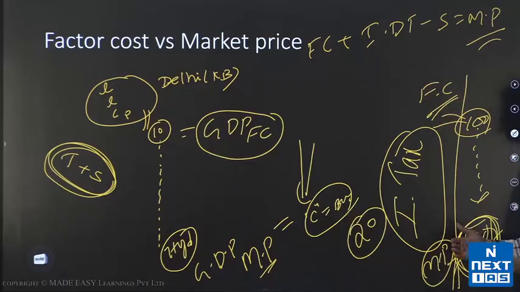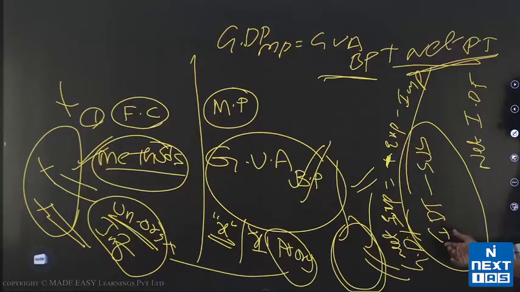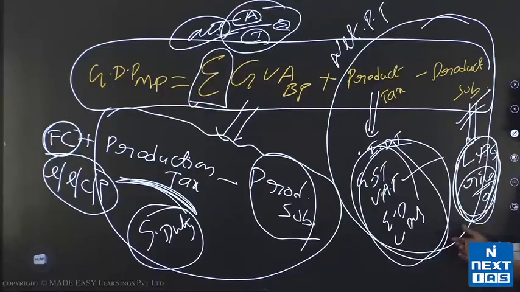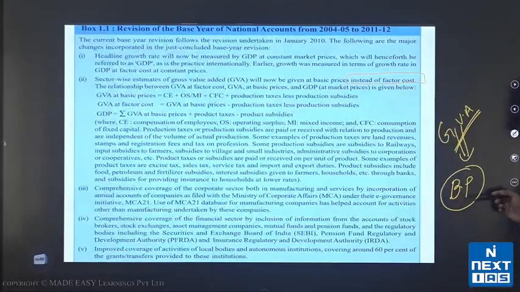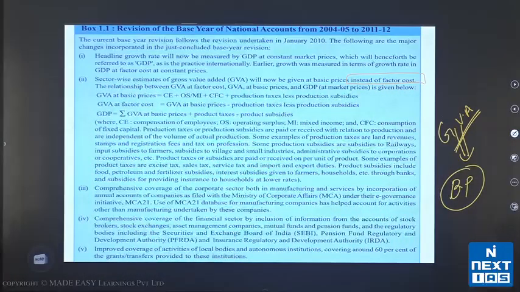Now write. GVA at basic price is equal to factor cost plus production taxes minus production subsidies.